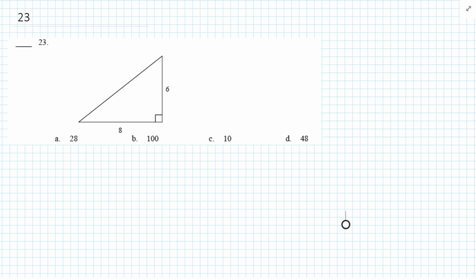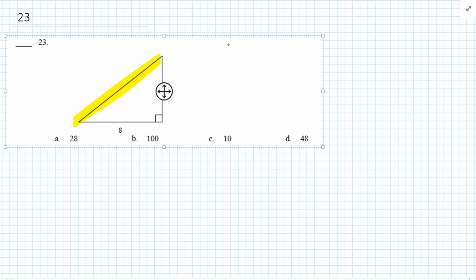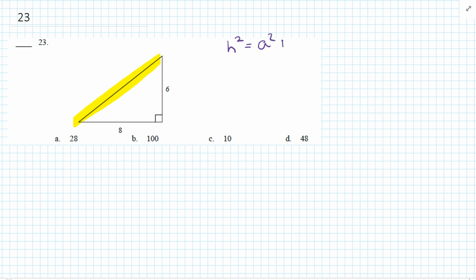23. What is the... Okay, this one threw me for a loop because I don't have the instructions. What's the length of that side? It's a right triangle, so we can use the Pythagorean theorem. So we know the hypotenuse squared equals side squared plus side squared. So our hypotenuse is going to be the square root of a squared plus b squared.